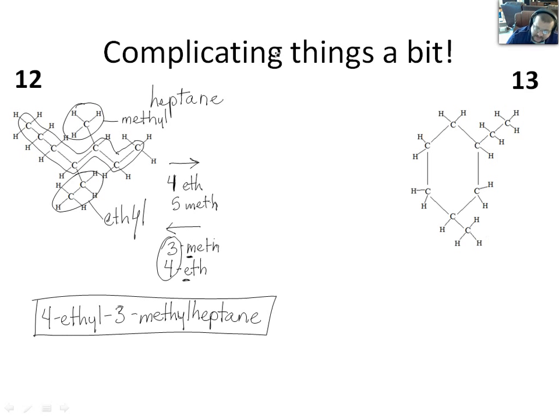Let's do one last one. This is similar to number 12 in the sense that we have two different types of substituents. But here we've got a ring, so we don't have to think to choose the parent chain. The parent chain is just the ring. That's all it's going to be whenever you have a cycloalkane. So with 6 carbons in our ring, we could call this cyclohexane.